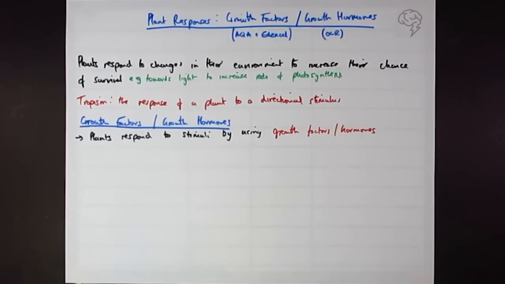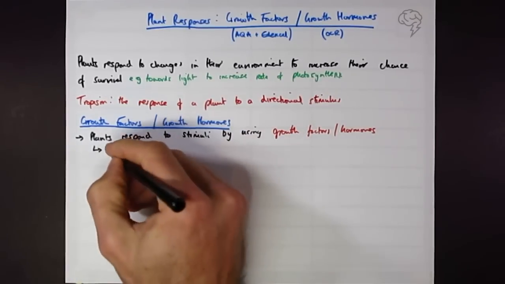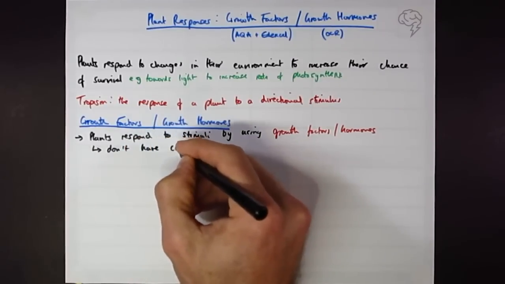Why do they do this? Well, they don't have a circulatory system to respond using hormones like we do, or they don't have a nervous system to respond with nerves, with muscles.